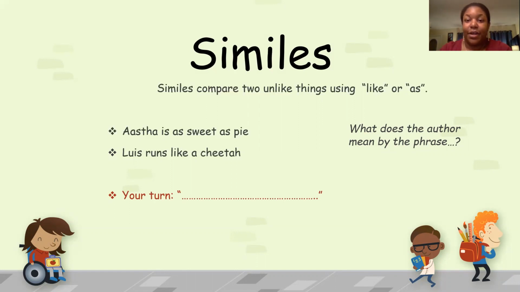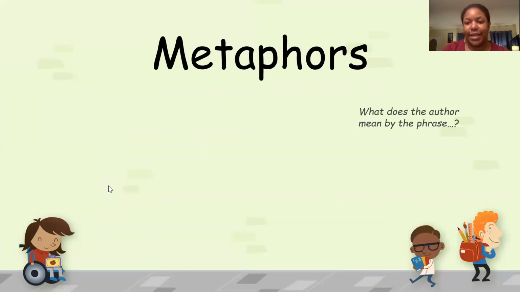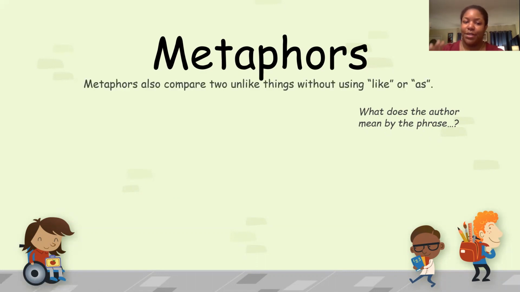All right, our next figurative language that we will be looking at today would be metaphors. Again, that question stem, what does the author mean by the phrase? So metaphors, not to confuse them with similes, metaphors also compare two unlike things without using as or like. So here you're still comparing one thing to another thing, but you're removing the words as or like.